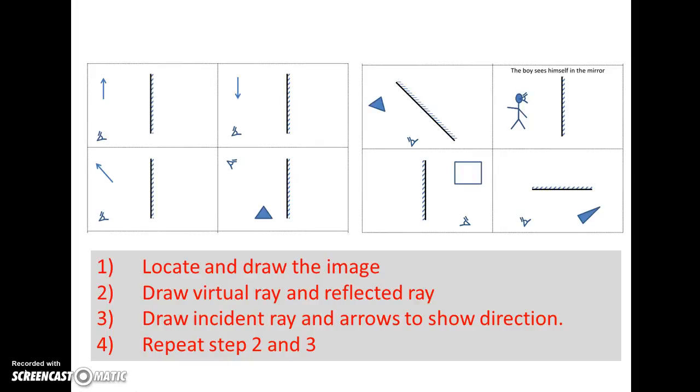There are 8 ray diagrams for you to complete. For all of them, follow the following steps. First of all, locate and draw the image. Then you may draw the virtual rays and reflected rays. Draw the incident rays to complete the diagram, and remember to draw arrows to show direction.